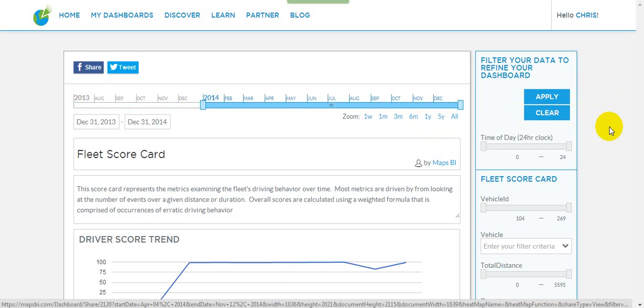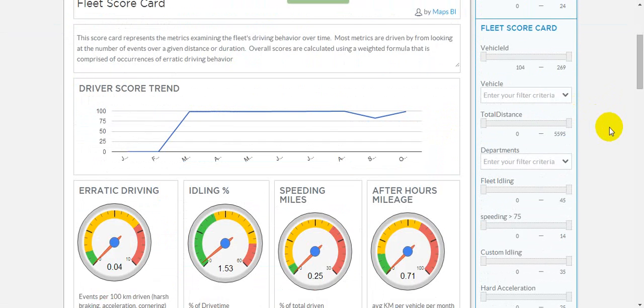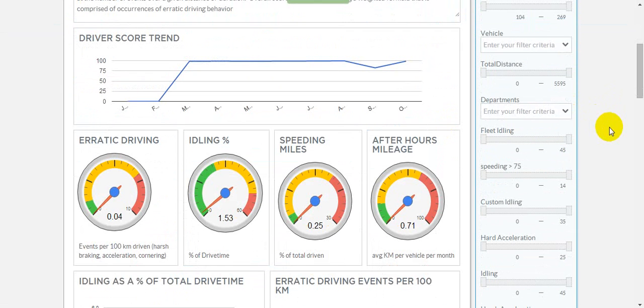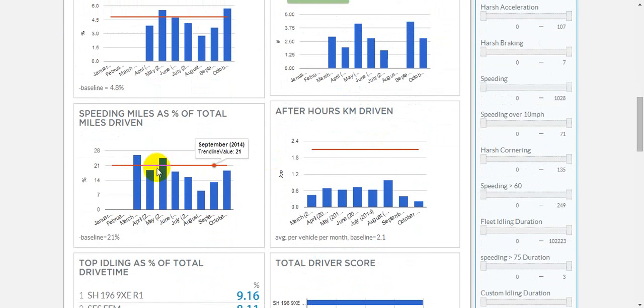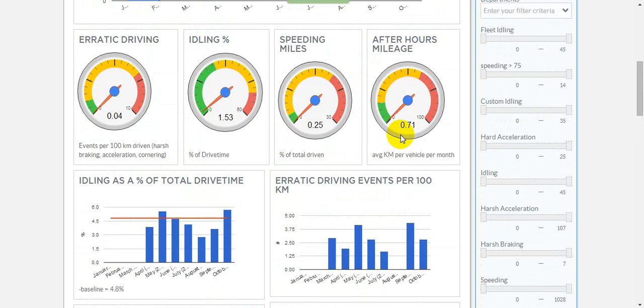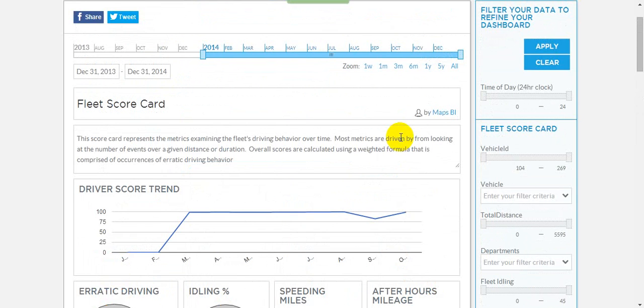happened in 2014. And I'm going to scroll down and look at some of the key performance indicators that we're measuring. And as you can see, with erratic driving, idling, speeding, and after hours and mileage, things are looking pretty good. But as you notice, I'll scroll down and I'll note, we see that there's been some speeding in March. It looks like May. So what I'd like to find out fairly quickly is why that's happening.